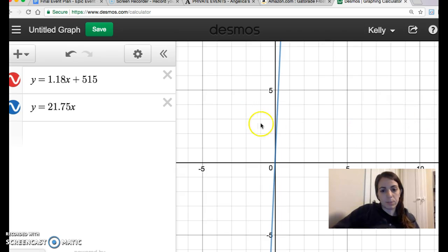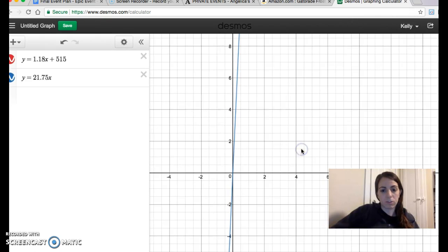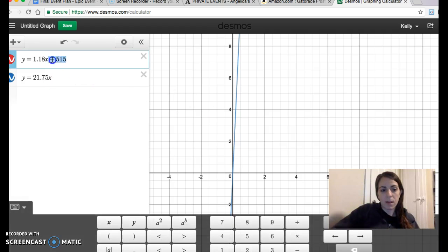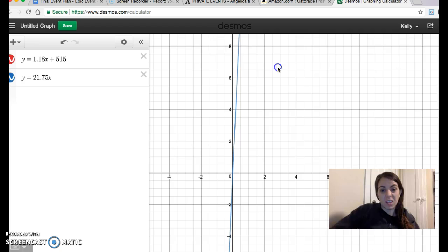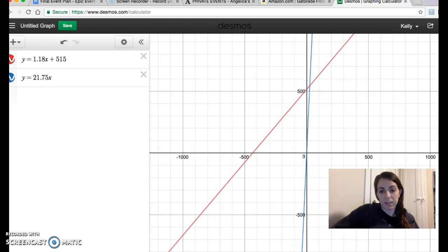So you see how I only see a blue line? My goodness, I'm super zoomed in. Let me zoom out a little bit. Okay, even with regular zoom, 100%, I still don't see that red line. But you notice my y-intercept is 515, and I'm only up to 8 right here on the y-axis. So I'm going to zoom out, and then you'll see that other line.